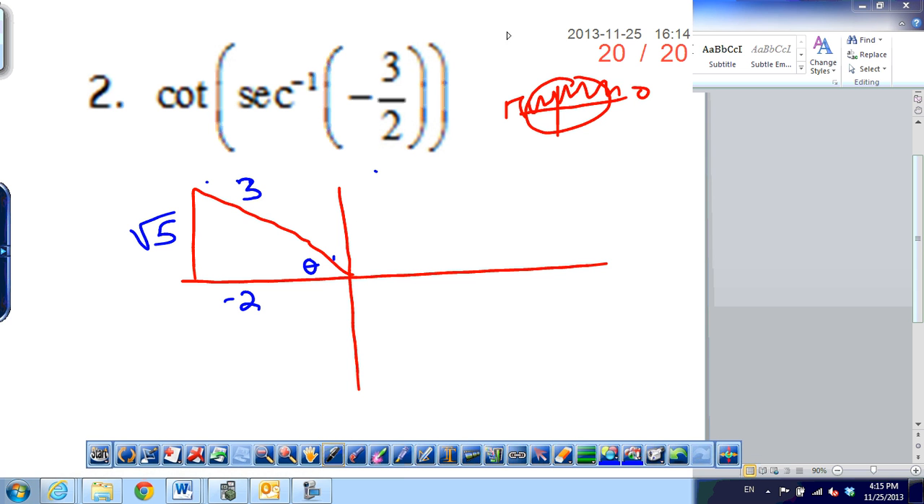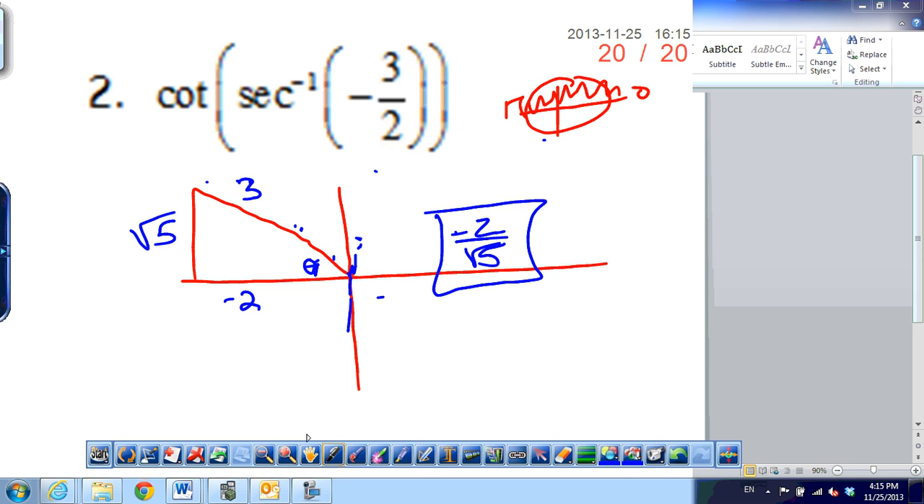I want to find cotangent of this same angle. So cotangent of this same angle is going to be... sorry, I lost my train of thought, this thing is tripping out. Anyway, cotangent is going to be negative 2 over square root of 5. Alrighty. So that's that, because it's our negative 2, it's our adjacent over our opposite, negative 2 over root 5.